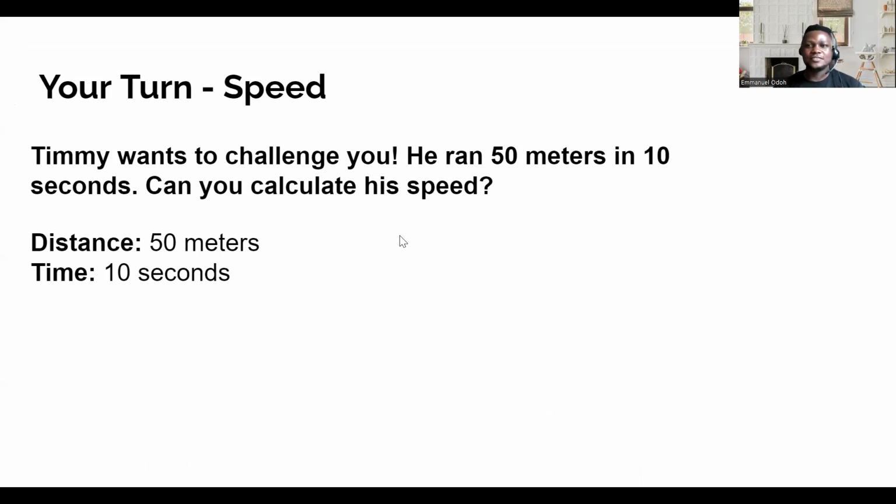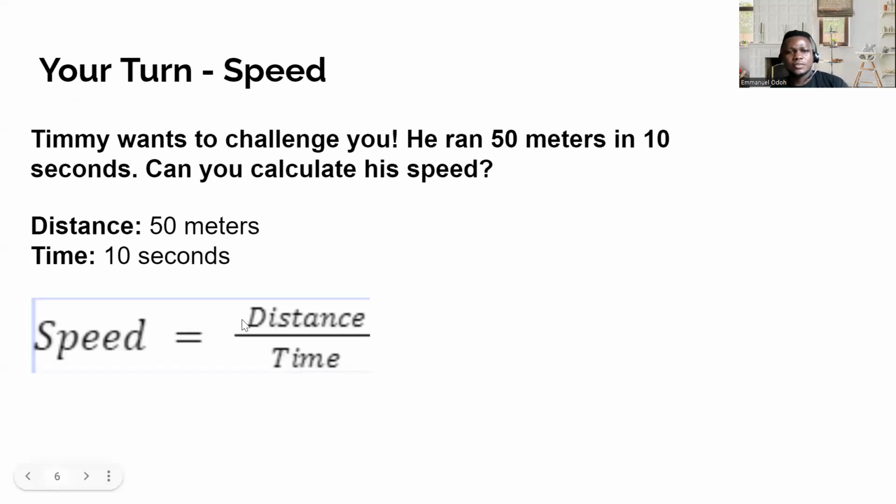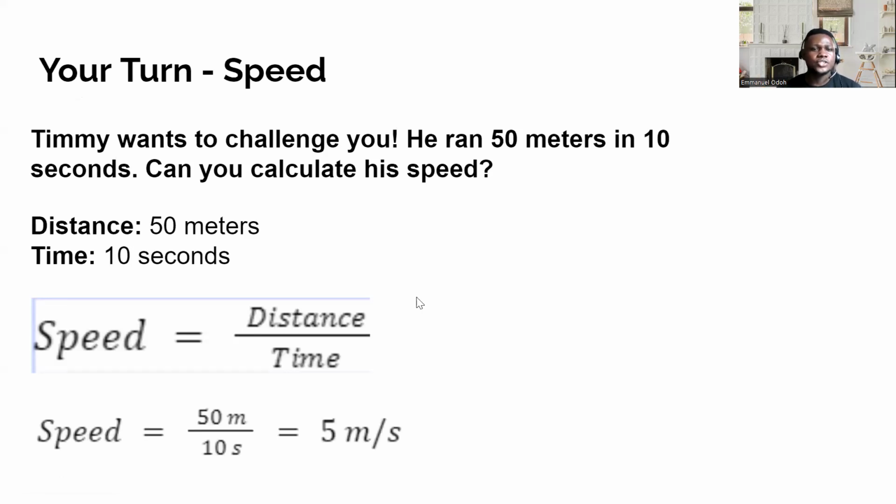Well, great. I know you got that answer right. So let's check. We've been given this parameter. The distance is 50 meters. The time is 10 seconds. So what's the formula for speed? It is distance over time. Then we make substitution into that: 50 divided by 10, which is 5 meters per second. So Timmy is also running at 5 meters per second.